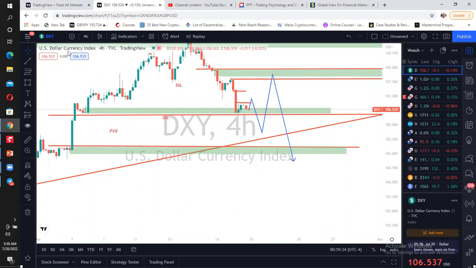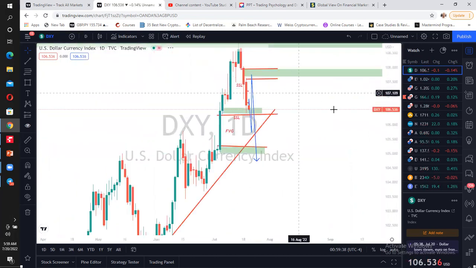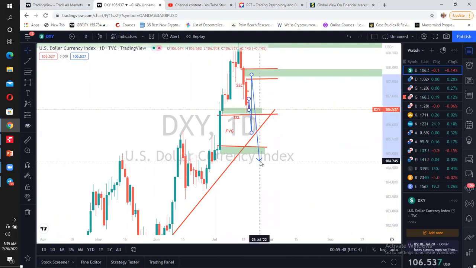Why this level? Because in daily time frame, we are seeing this as what? As a fair value gap. So I would like to see them trade into this level before they take away all this. Okay, that is what I would like to see.